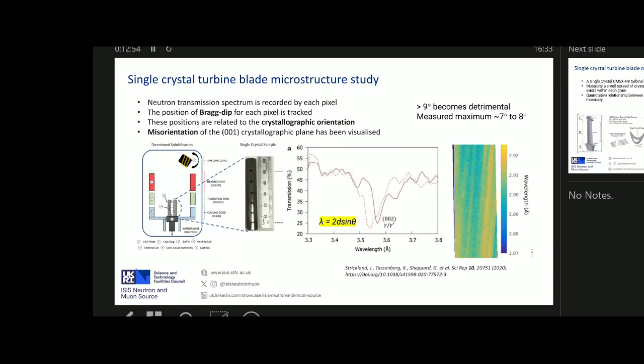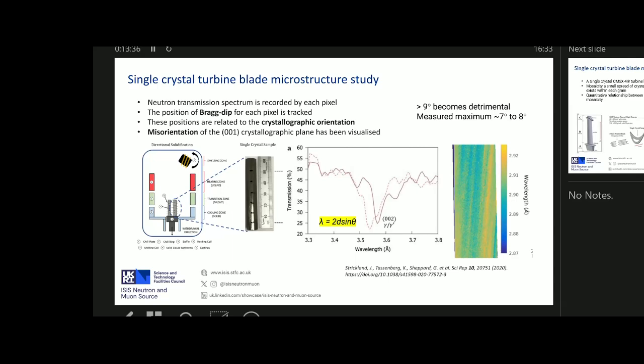And they manufacture this single crystal using directional solidification. Ideally, they would like to have a very well aligned single crystal, but it's never perfect. So the single crystal itself can have a slight misorientation with the 001 growth direction. And if the misorientation is larger than 9 degrees, it can be very detrimental to the performance. So knowing how large the misorientation is is very important.